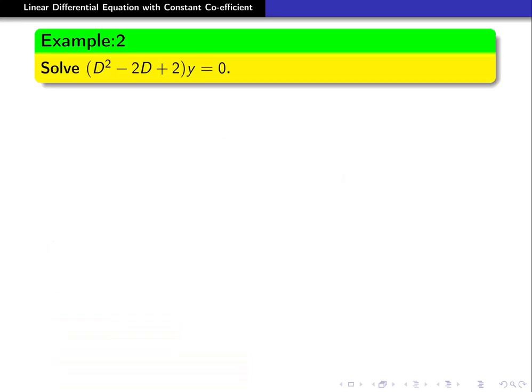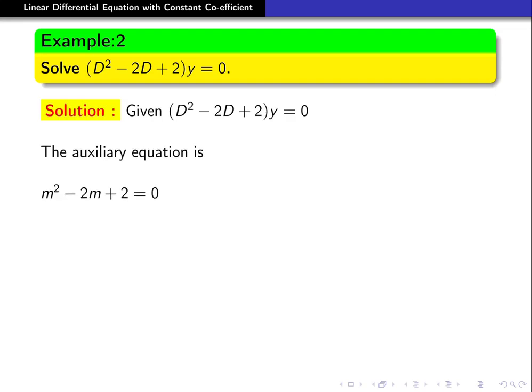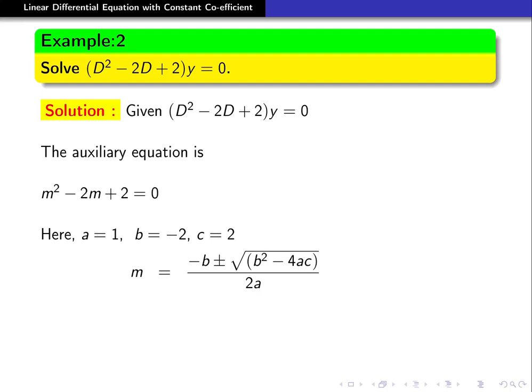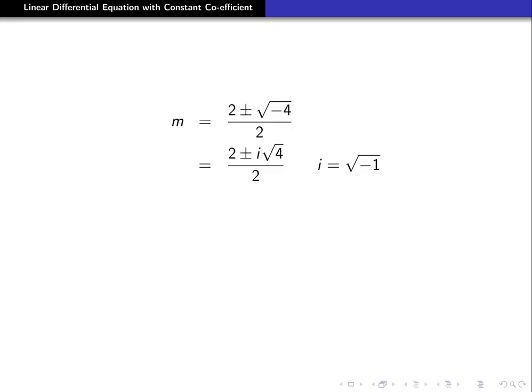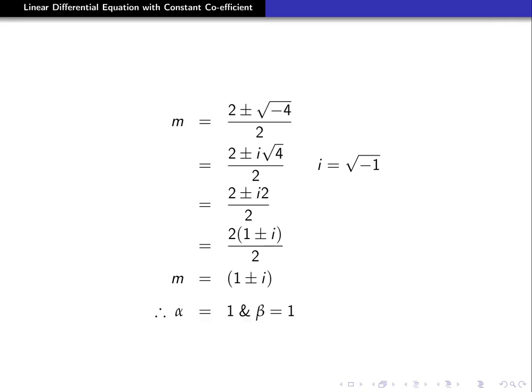Now we will move to the next problem. Solve (D² - 2D + 2) y = 0. So this is the given. Replace D equal to m, we will get the auxiliary equation. Here a = 1, b = -2, c = 2. We can use the quadratic formula also. So m = (-b ± √(b² - 4ac)) / 2a. We replace the values and simplify, and we get the roots 1 ± i. Therefore alpha = 1, beta = 1.